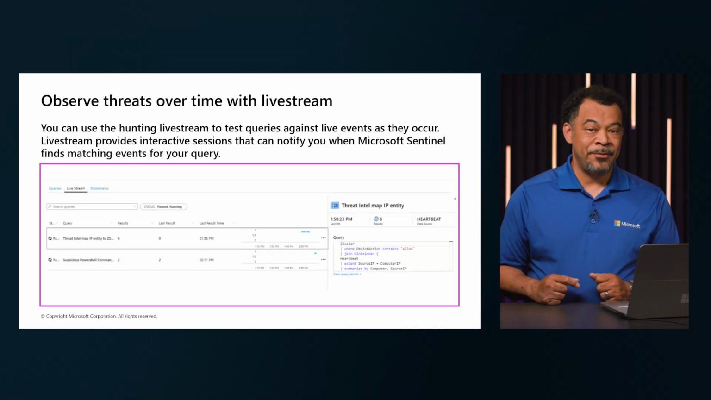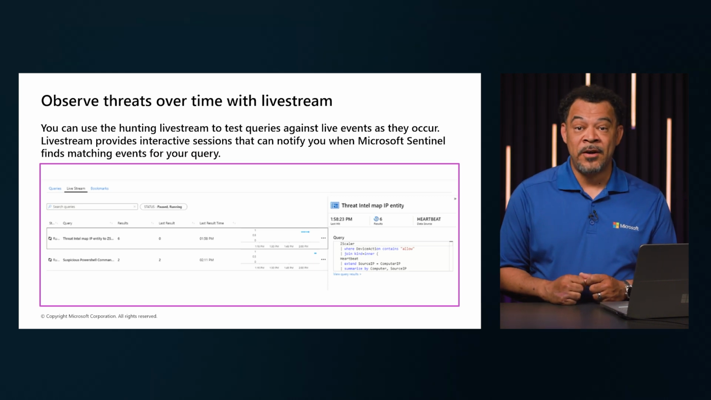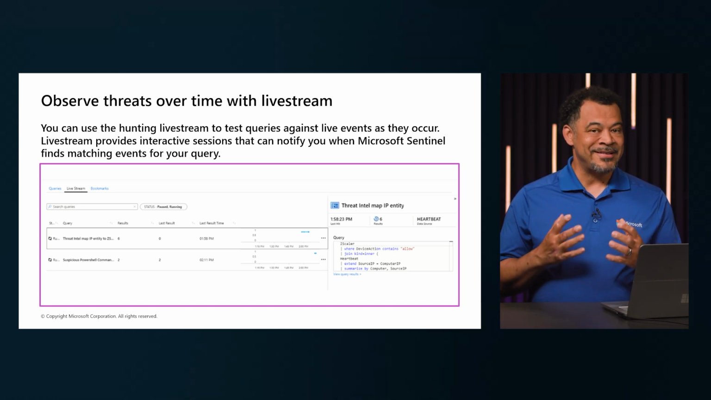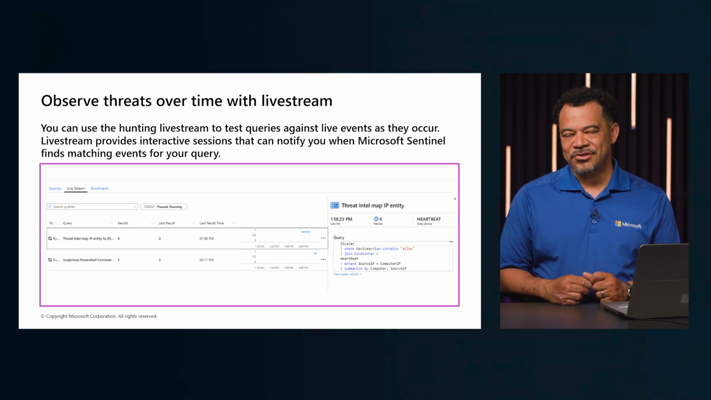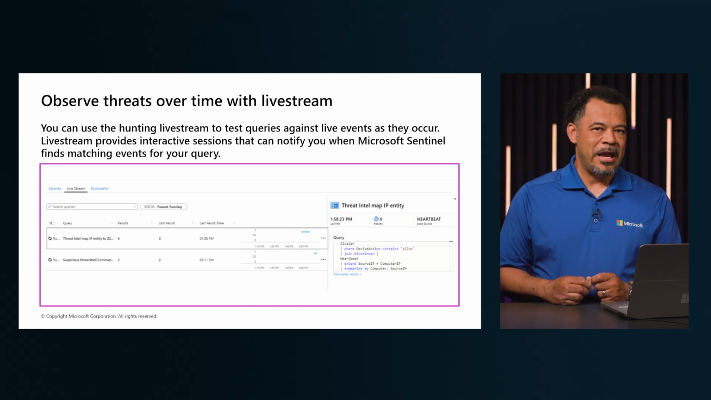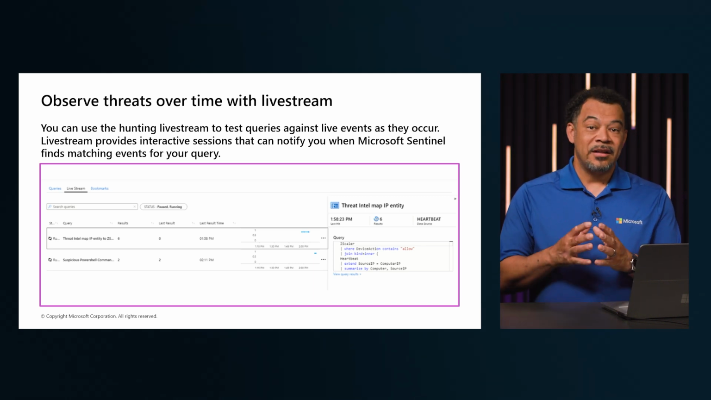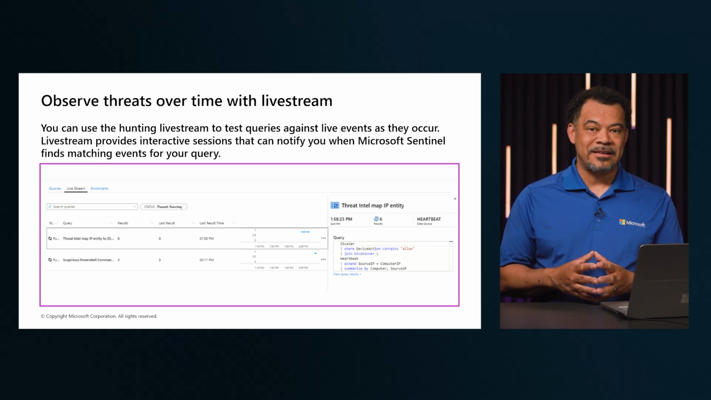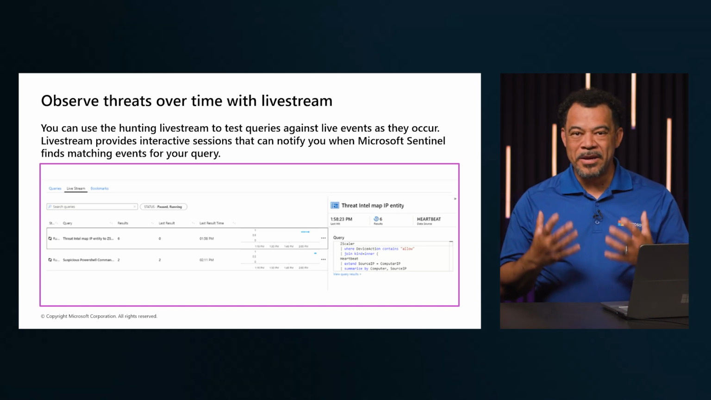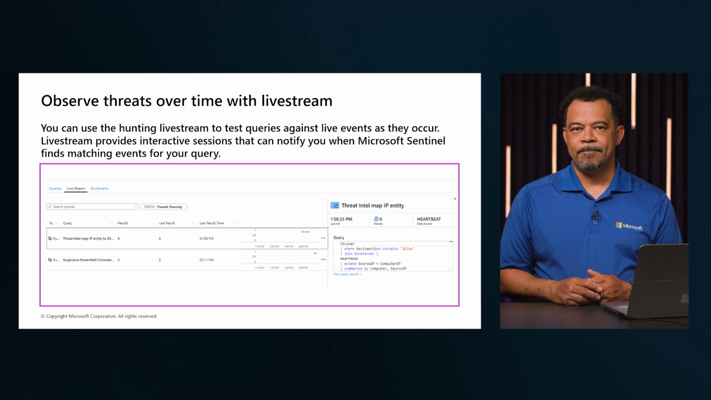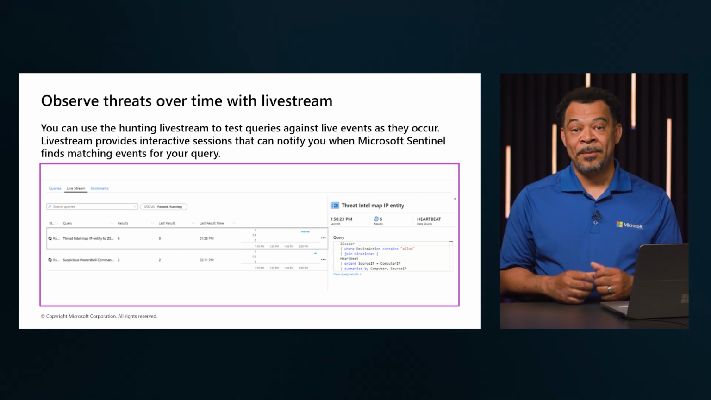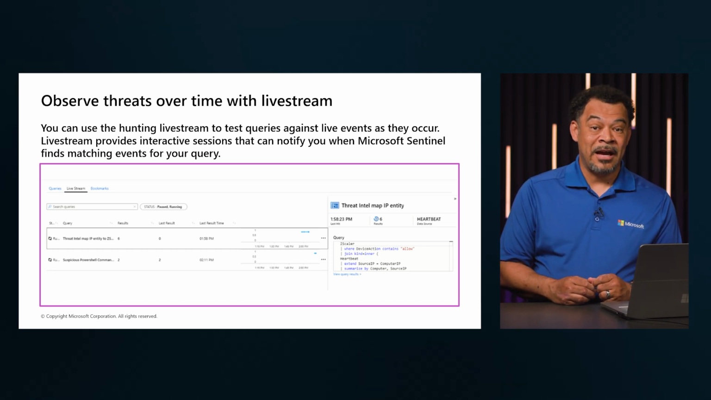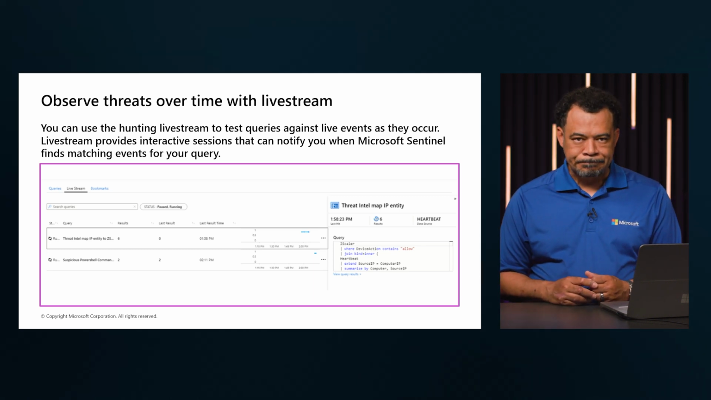Microsoft Sentinel Livestream is a real-time threat hunting feature that allows you to continuously run KQL queries against live data as it's ingested. Instead of executing a query once and reviewing static results, Livestream keeps the query active and alerts you immediately when matching events occur. This is especially useful for monitoring high-risk behaviors or validating a hunting hypothesis in real time.